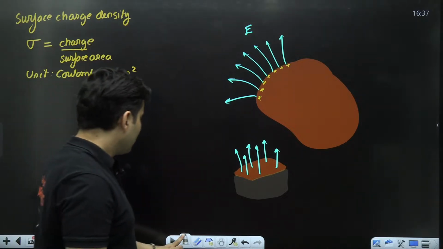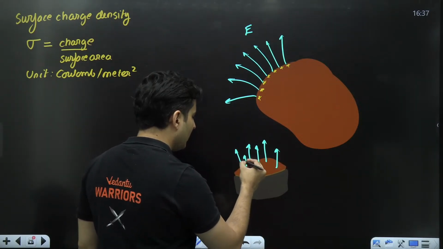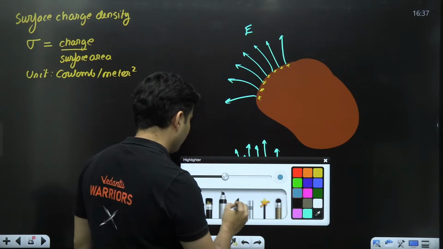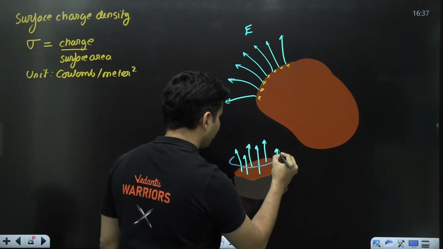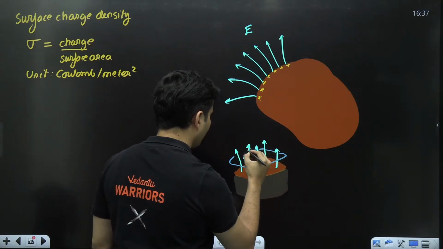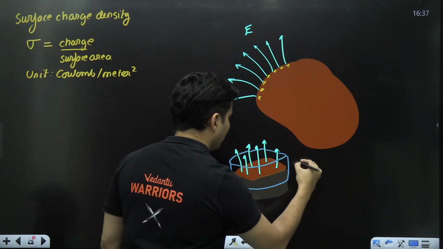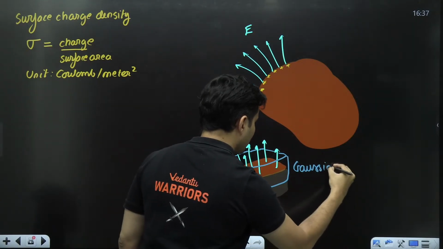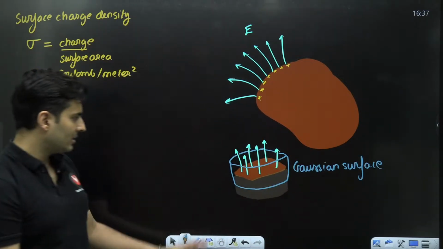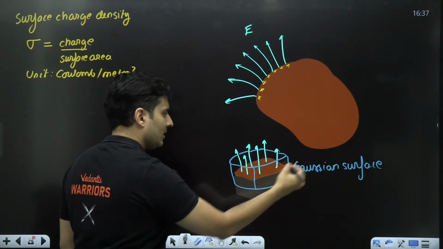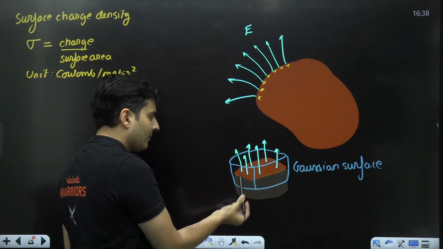Now, what I will do, I will take a Gaussian surface, something like this. When I say Gaussian surface, it means any closed surface is called a Gaussian surface. Now please visualize this, that this is like a three-dimensional diagram. Some of the field lines are piercing out of it, some of the field lines are parallel to it.